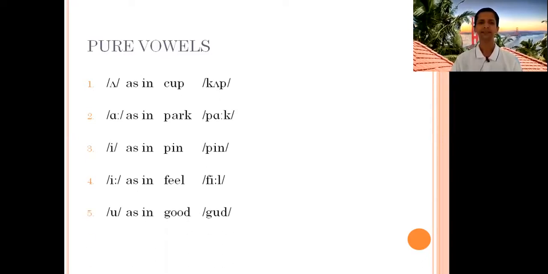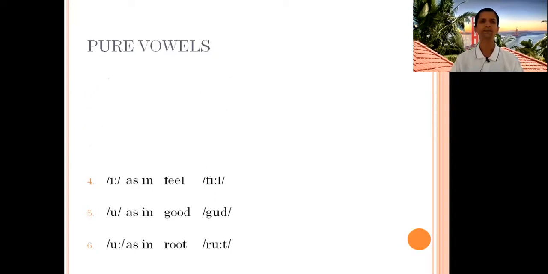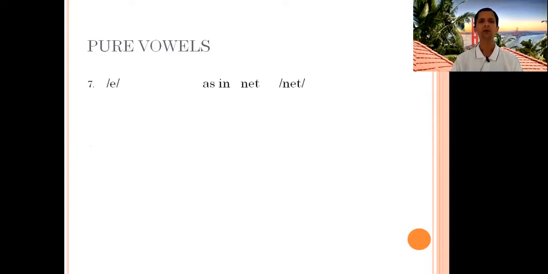The next sound is U, as in good. The next pure vowel is a longer form of U, that is Oo, as in root. The next sound is e, as in net, the middle sound in net. The next pure vowel is written like a combination of A and E, but it is pronounced as a, as in fan, the middle sound in fan.